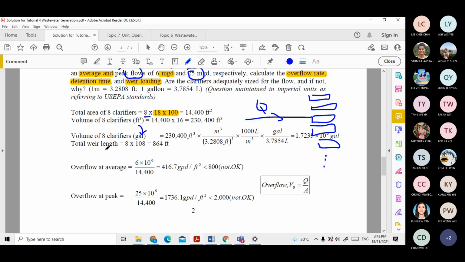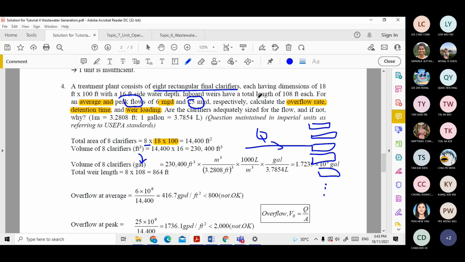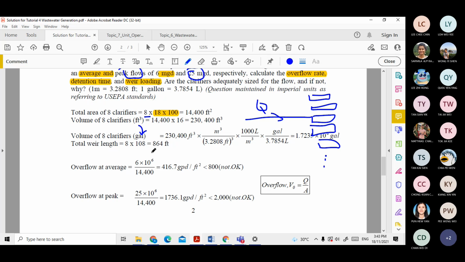Then the weir length. The total weir length is 108 times 8, so it's 864 feet. This is the weir length. All right, so we have the areas already. So now we calculate.